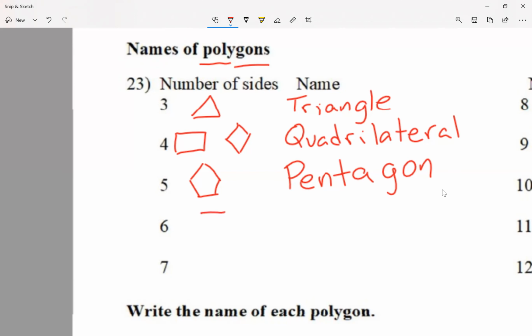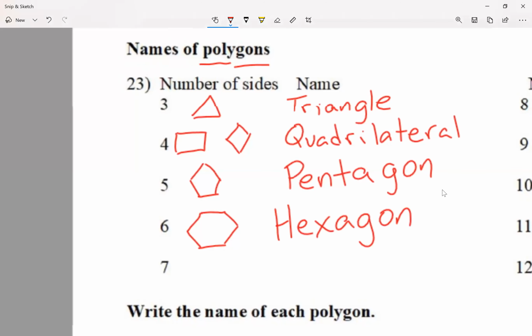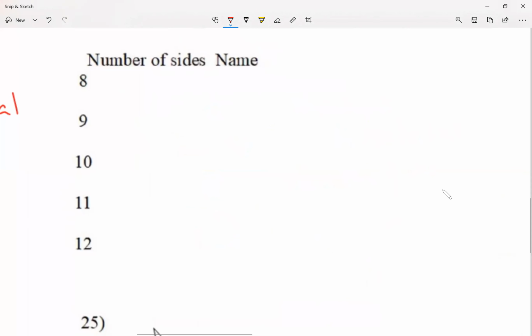Now 6, a figure with 6 sides. We can draw it. That's 1, 2, 3, 4, 5, 6 sides. We're going to call this hexagon. Notice I finished with the phrase gon because it's sides. 7 sides. I'm not going to draw them anymore, but 7 sides, we're going to call this heptagon. Be very, very careful. Make sure you write this in your notes. Heptagon.